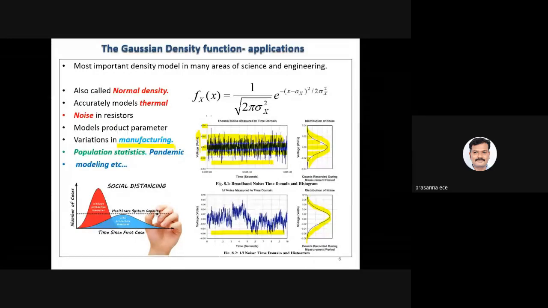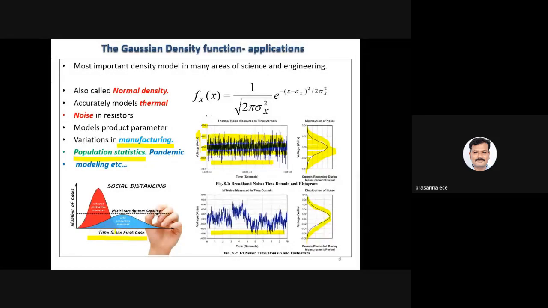If you plot the variations in diameter, again you will get a Gaussian curve. This Gaussian curve occurs naturally in many applications. And very recently, if you observe the news related to COVID-19, you can see a lot of curves like this. I have taken this from a newspaper clipping. The time since first case.